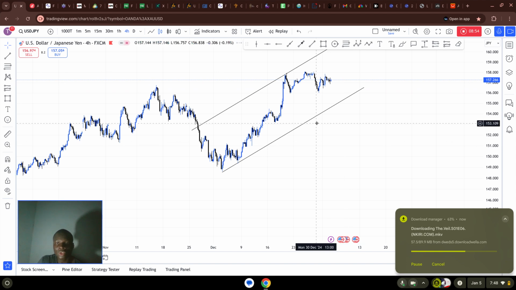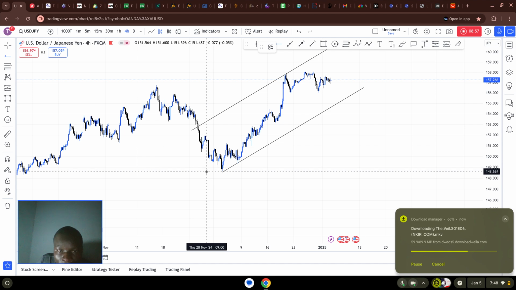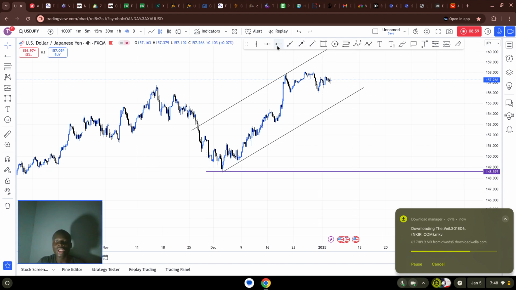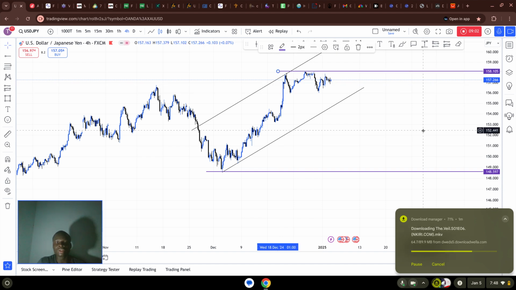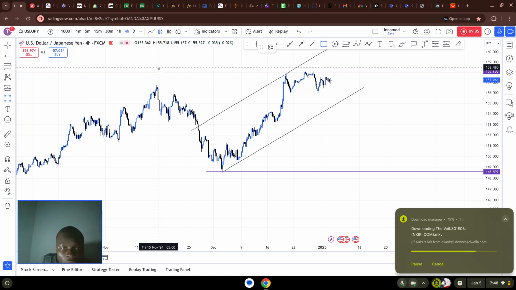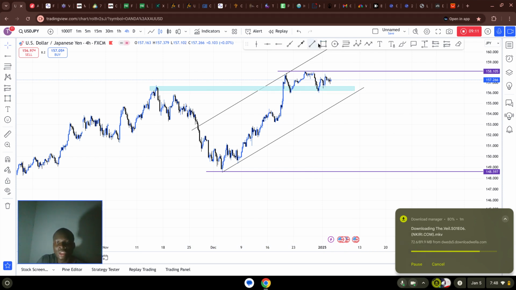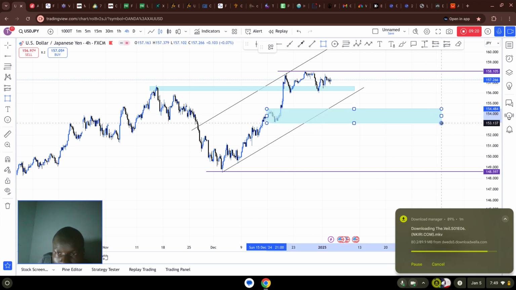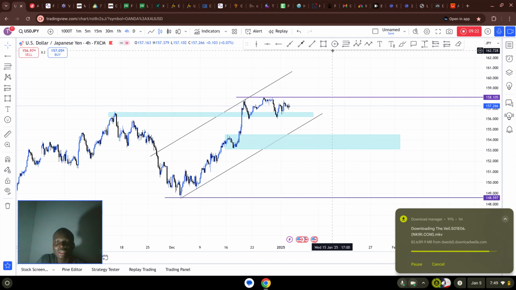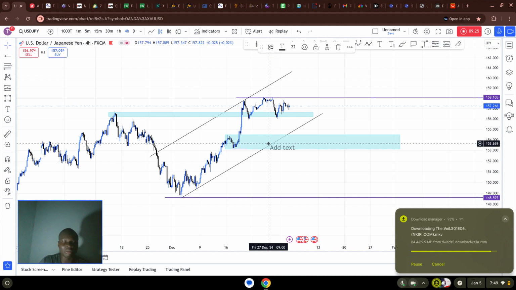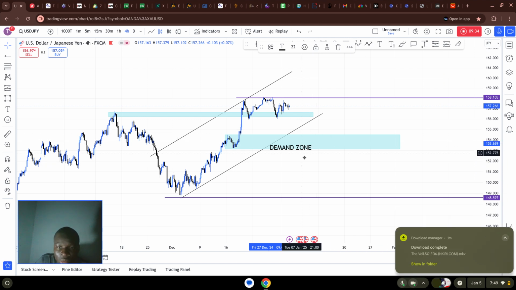So this is what we have. We have our low and we have our highs. A consolidation here, right? As you can see, consolidation and a big breakout, which is said as our demand zone. As you can see, this is our demand zone.